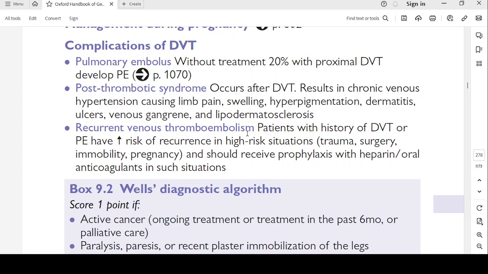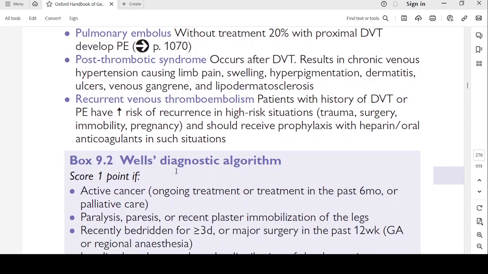Recurrent venous thromboembolism. Patients with a history of DVT or pulmonary embolism have an increased risk of recurrence in high-risk situations like trauma, surgery, immobility or pregnancy. There is a high risk of repeat DVT, and they should receive prophylaxis with heparin or oral anticoagulation in such situations.